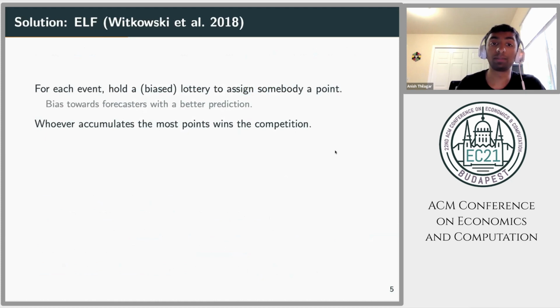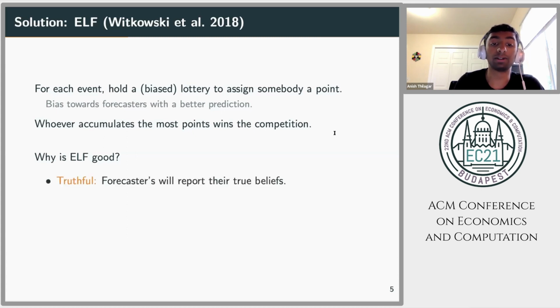One possible solution, proposed in Witkowski et al., is ELF. ELF works by holding a lottery over every event, and it gives the winner of that lottery 1 point. And then whichever forecaster accumulates the most points wins the whole competition. And why is that good? Well, it's good because it's truthful. So forecasters have no incentive to misreport their belief. They won't be strategic. And therefore, it's easy to analyze that ELF will actually choose a good forecaster.